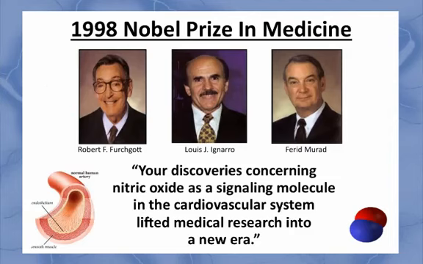However, the 1998 Nobel Prize in Medicine was awarded to 3 American researchers who discovered how your endothelial cells convert the essential amino acid L-arginine into nitric oxide, and how nitric oxide relaxes the smooth muscles of your vascular wall to improve blood flow. At the Nobel Awards ceremony, the presenter of the Nobel Prize made this statement to the 3 American researchers: "Your discoveries concerning nitric oxide as a signaling molecule in the cardiovascular system lifted medical research into a new era."